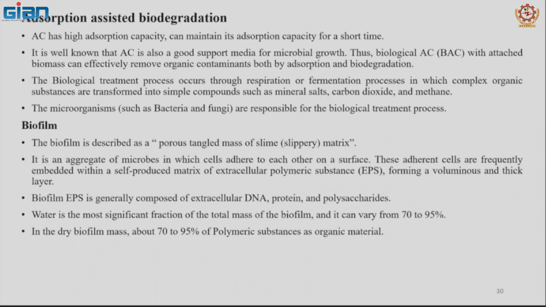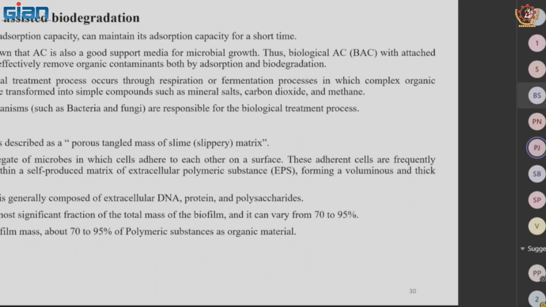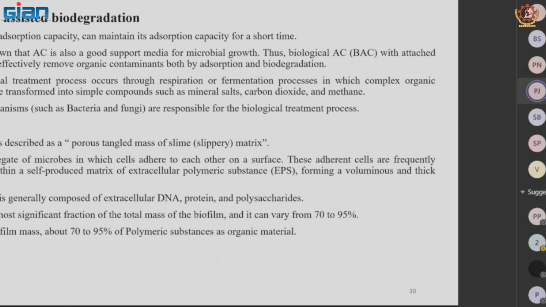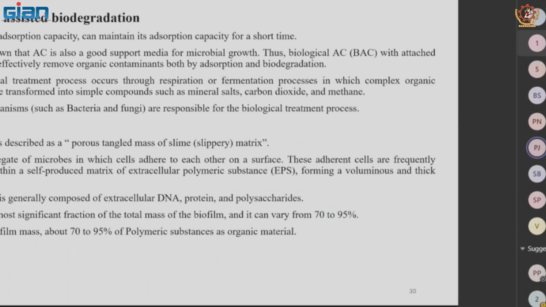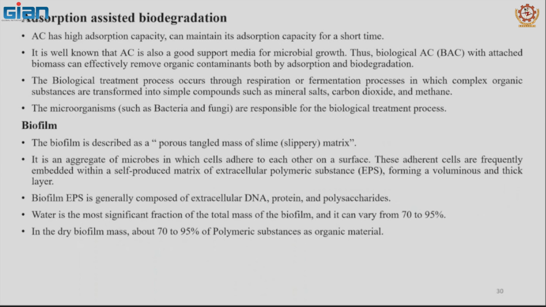Biofilm EPS is generally composed of extracellular DNA, protein and polysaccharides. Water is the most significant fraction of the total mass of the biofilm. It can vary from 70 to 95%. And in the dry biofilm mass, about 70 to 90% of the polymeric substances are organic materials.